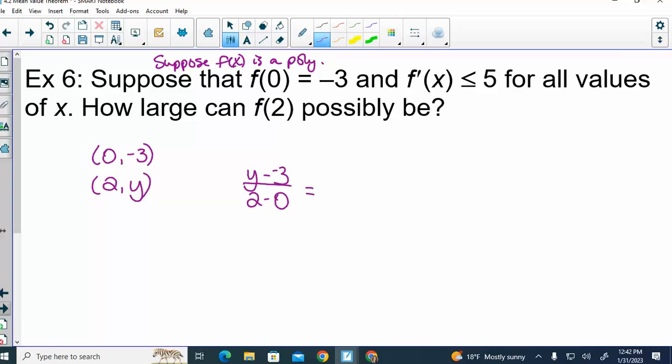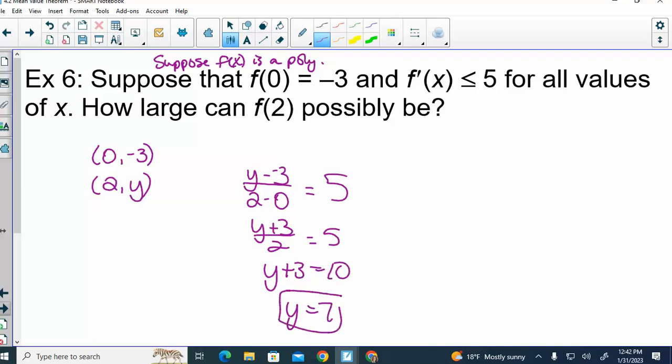See? I knew what you were doing. So y plus 3 over 2 equals 5. Y plus 3 is 10. And y equals 7. So the biggest possible value we could have for that y is 7. Just trying to get you to think about the mean value here a bit there.